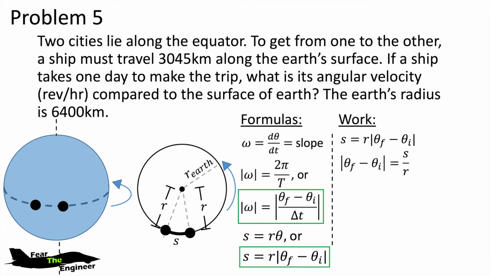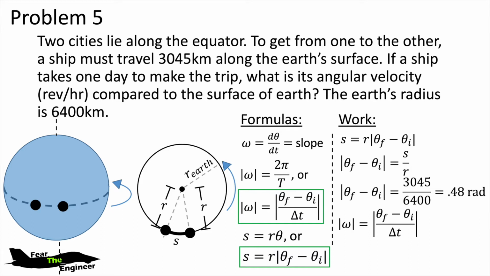When we rearrange, we get that the angle between the 2 cities equals s over r. We know the radius and we know the arc length. When we solve, we get 0.48 radians. Now we can plug that into our expression for the angular velocity, which gives us 0.02 radians per hour.